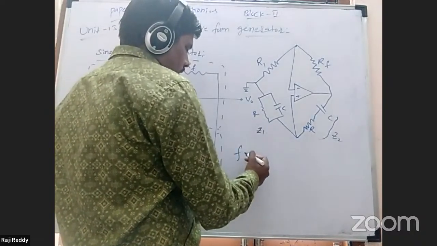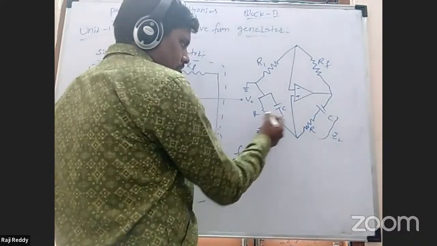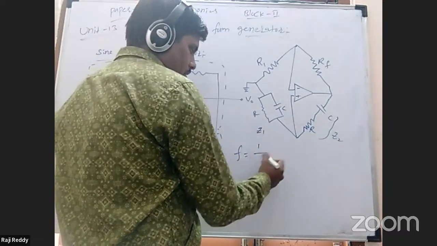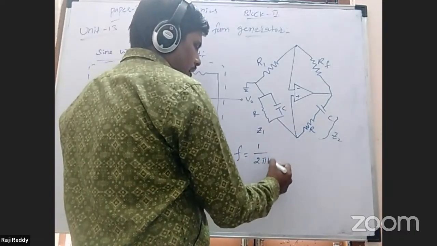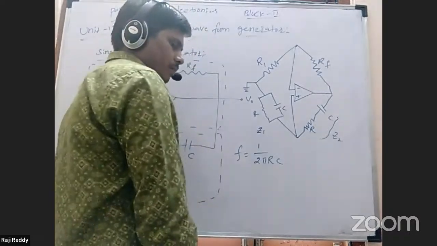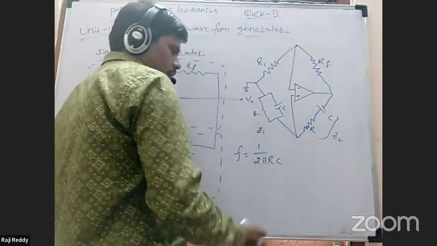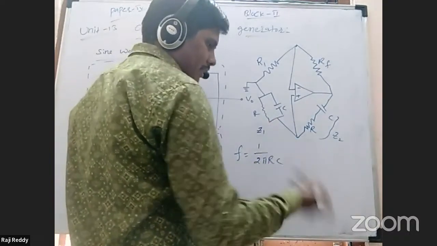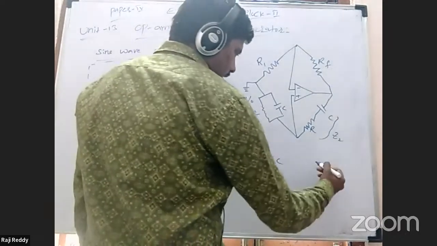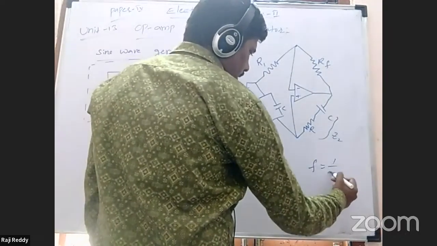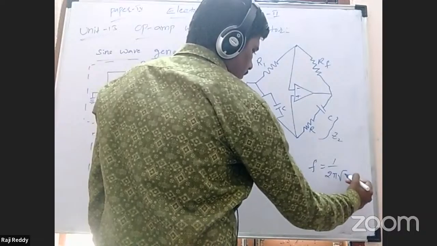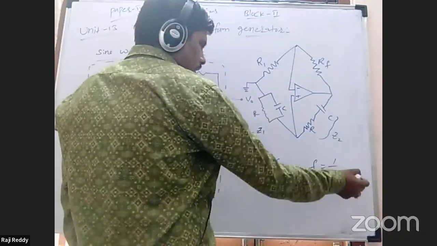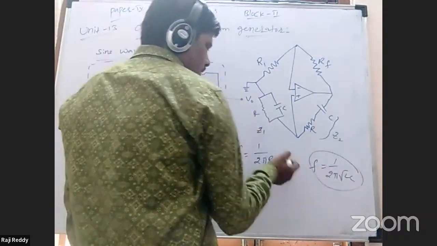The frequency of an RC coupled oscillator has the formula 1 by 2 pi RC, as we know from the previous chapters. The frequency of LC oscillation is F equal to 1 by 2 pi under root of LC. This is an LC oscillator, and this is an RC oscillator.